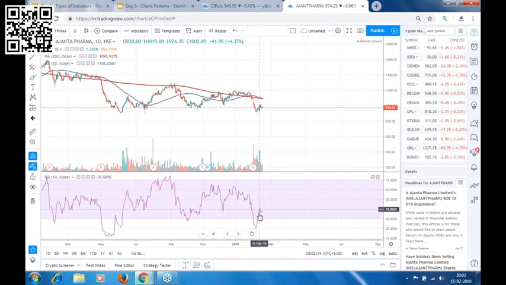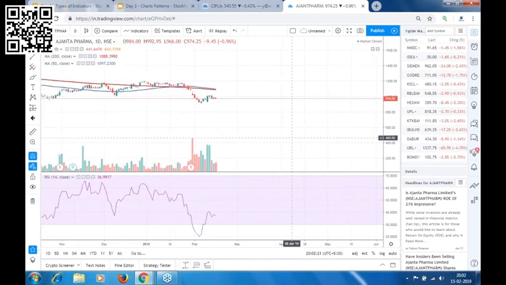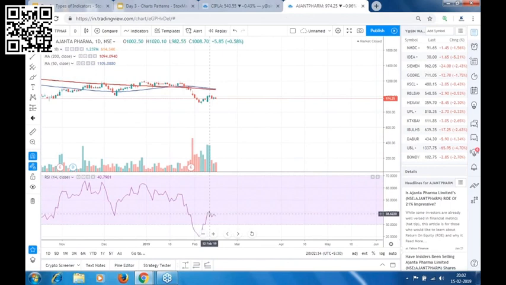So when RSI crossed 30, you can see the candle, there was movement in the stock. From 979 the stock went up till 1020. But we also use RSI to look for a divergence, the negative divergence and positive divergence. That is the bullish divergence or the bearish divergence.